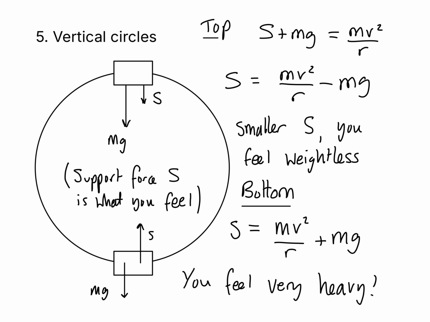At the bottom, the support force pushes up and gravity pulls down, but the net force must point towards the centre, which is upwards. So S minus mg equals mv squared over r. Rearrange, the support force equals the centripetal force plus your weight. It's larger than normal, and that's why you feel heavy, pressed into your seat at the bottom of a roller coaster. I often get confused with which equation matches with which part of the circular motion, but if you think about it conceptually, it makes a lot more sense.